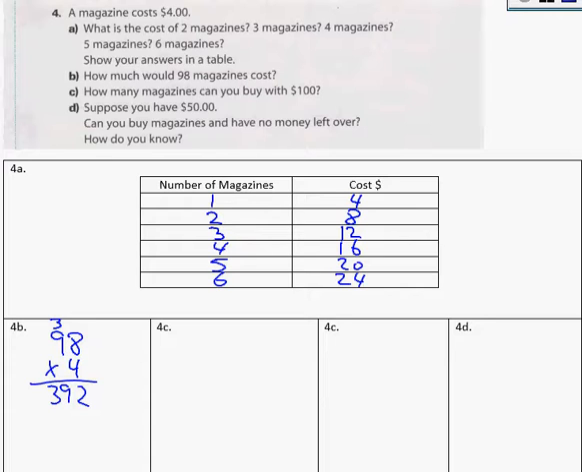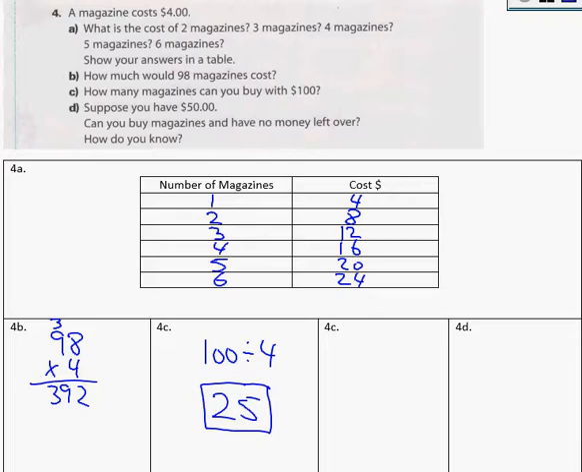C, how many magazines can you buy with $100? Well, if I've got $100, and I know that each magazine costs $4, then that's 100 divided by 4. And is this really hard, people? No. If I have 100 divided into 4 equal parts, I've got 25. Okay, so the answer is 25. So, how many magazines can I buy with $100? 25.